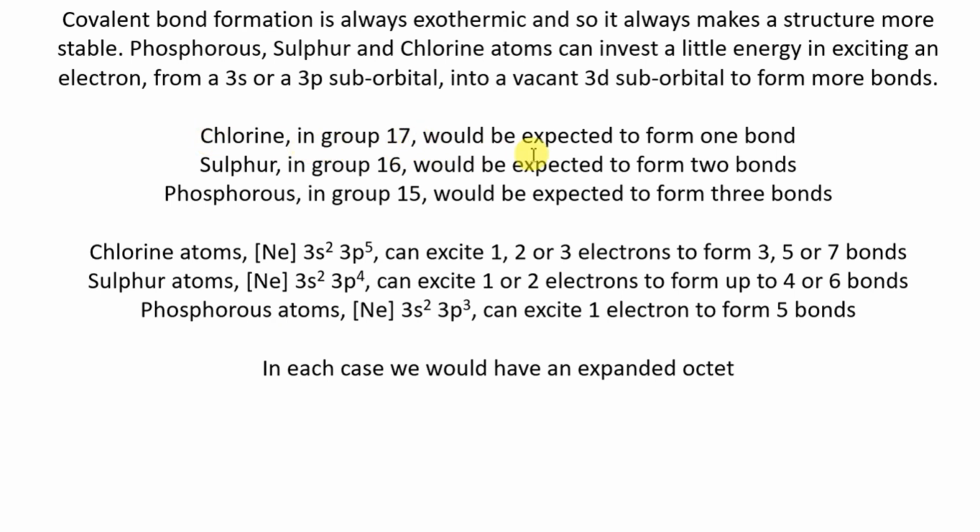Chlorine, group 17, we'd expect to form 1 bond. Sulfur, group 16, we'd expect to form 2. Phosphorus, group 15, we'd expect to form 3 bonds, but chlorine atoms can excite 1, 2, or 3 electrons to form 3, 5, or 7 bonds. Sulfur atoms can excite 1 or 2 electrons to form up to 4 or 6 bonds. Phosphorus atoms can excite 1 electron to form 5 bonds. In each case, we would have an expanded octet.